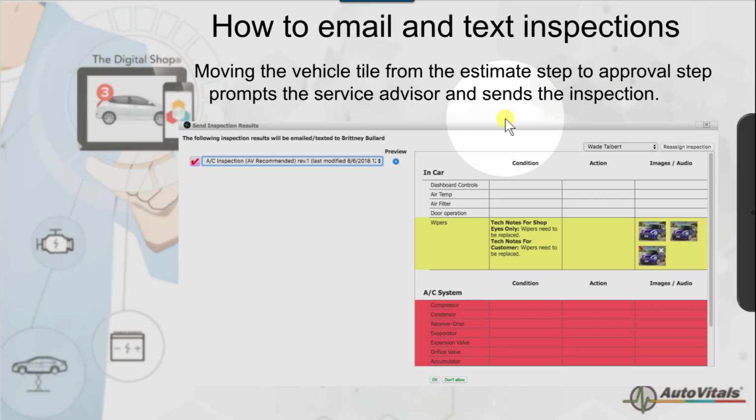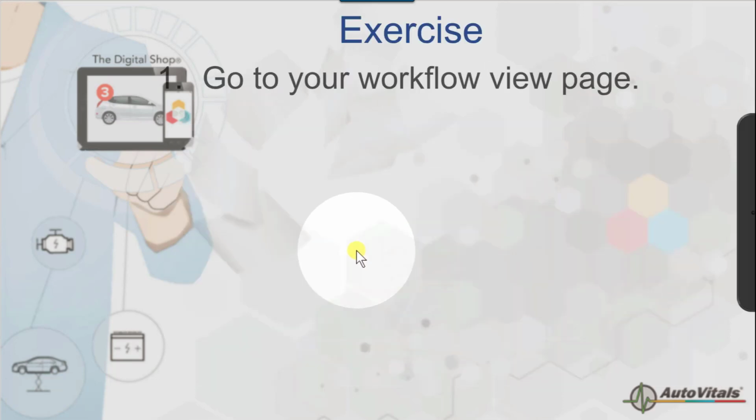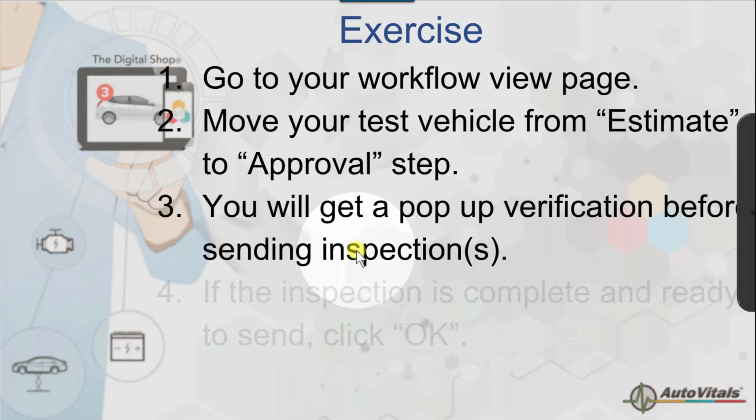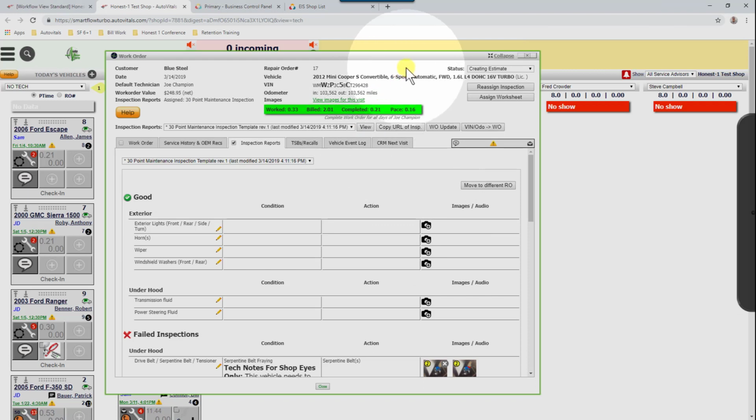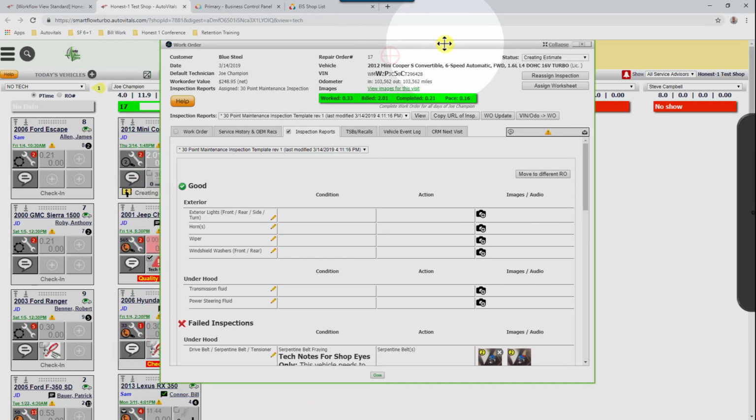The next thing we want to do is move over to Live Shop and actually send the results to the customer simply by moving it over to the approval step, and that's what we're going to do next. So let's move back to Live Shop. And now what I'm going to do, because the estimate's already completely done, we're going to move it over to waiting for approval.